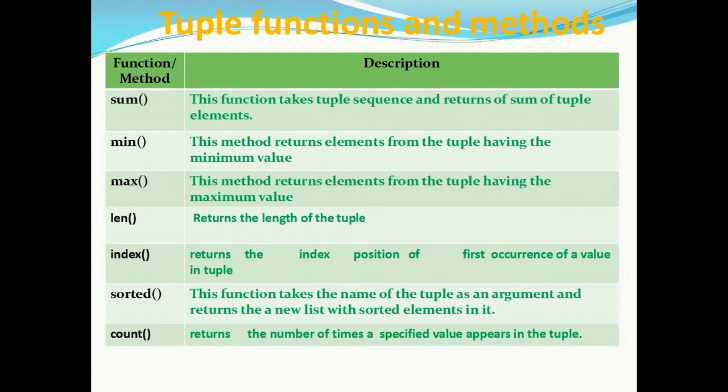Sum function. This function takes a tuple sequence and returns sum of the elements. Min. This function returns elements from the tuple having the minimum value, and max will return the maximum value. Len function will return length of the tuple. Index will find the index position of the first occurrence of the value. Sorted will sort the elements in ascending order and it will return a list. If we write in the sorted function reverse is equal to true, then it will return the data in descending order.